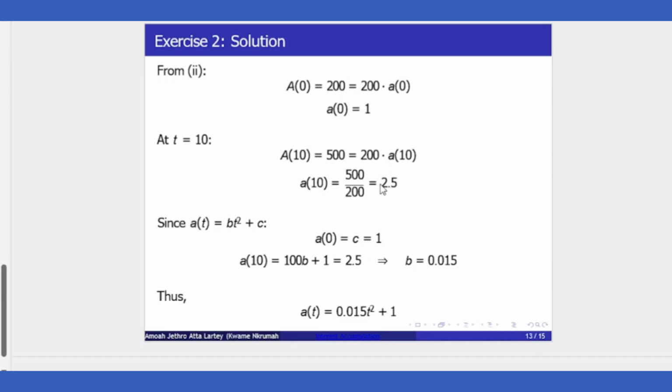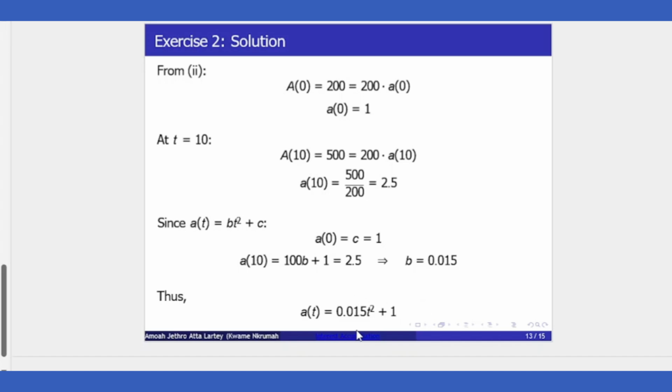So you substitute 1 for C into the equation, and to find B, we already know the accumulation function at time 10, so we say 2.5 is equal to this equation. You have to substitute 10 into the accumulation function, and then 10 squared becomes 100. That's why we are having 100 here, because we substituted 10. Then you solve for b, which is definitely going to give you 0.015. This becomes our accumulation function, because now we know b and we know c.